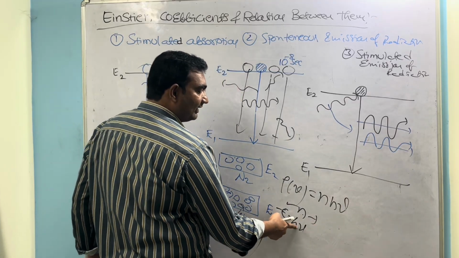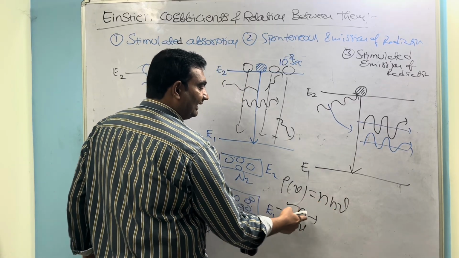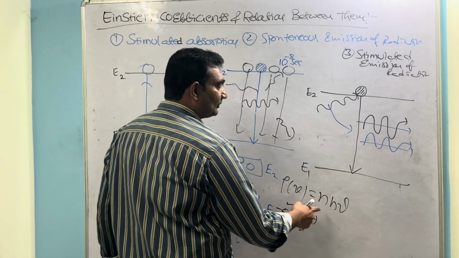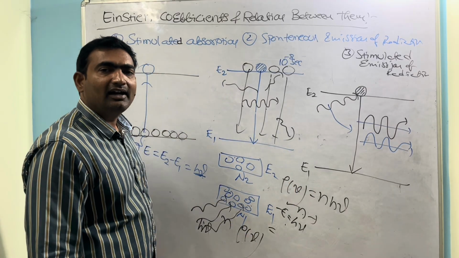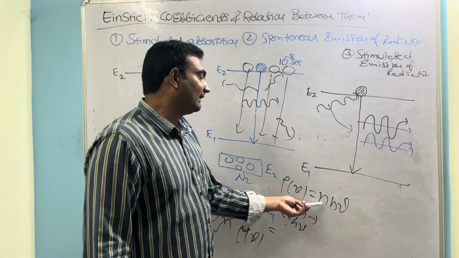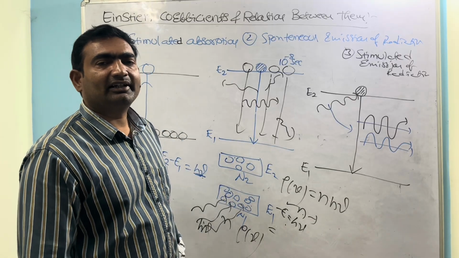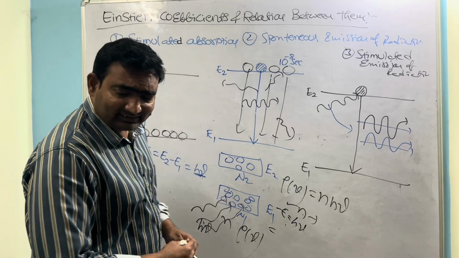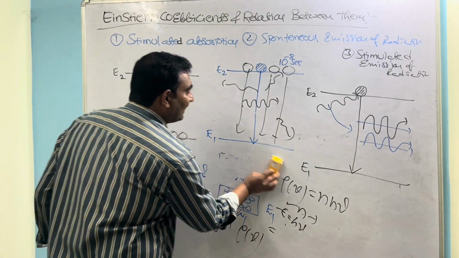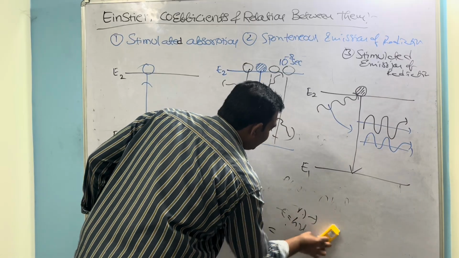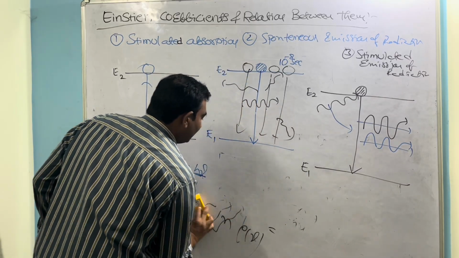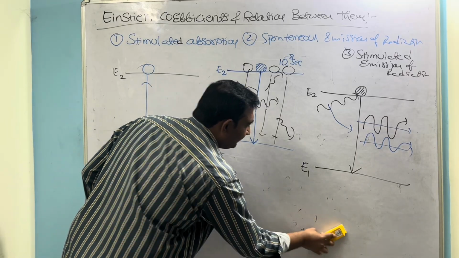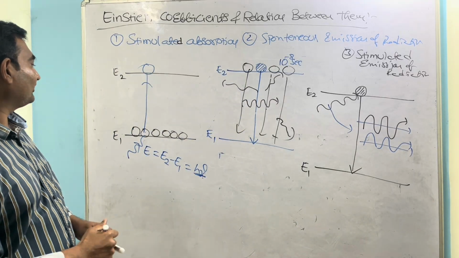I already told you that h nu is the energy and n is the number of photons falling on the unit volume. So n h nu is the energy density of the incident photons, which uses the number as well as the energy that the photons are associated with. Right. So these three processes, absorption, spontaneous emission, and stimulated emission, are simultaneous and continuous processes in an atomic system.